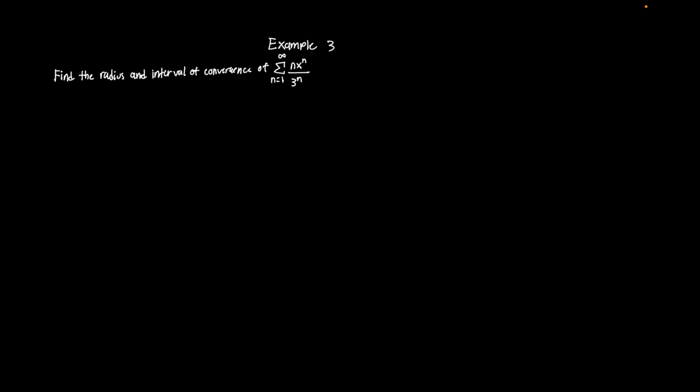Now, for the next example, find the radius and interval of convergence of n times x to the n over 3 to the n. So this is a power series with x to the n, 3 to the n, and also another n. So let's write our general term, like you should do with every series problem.